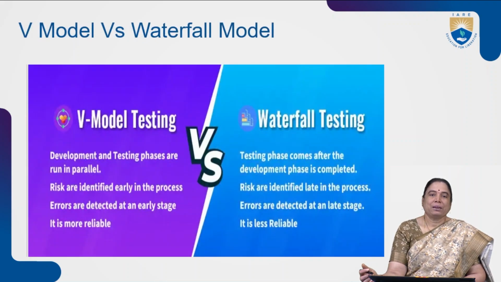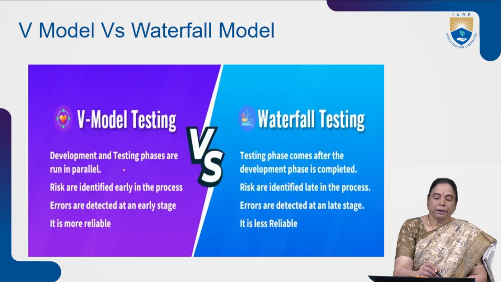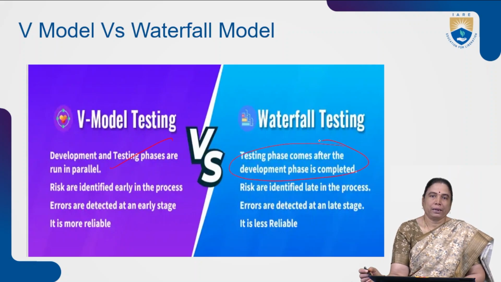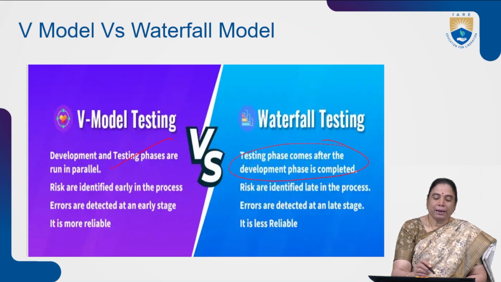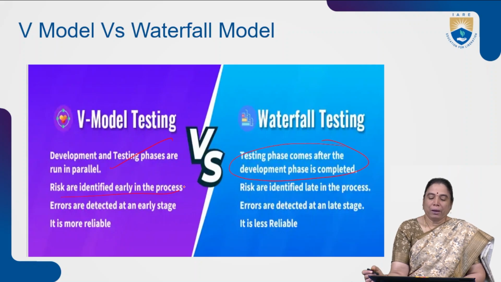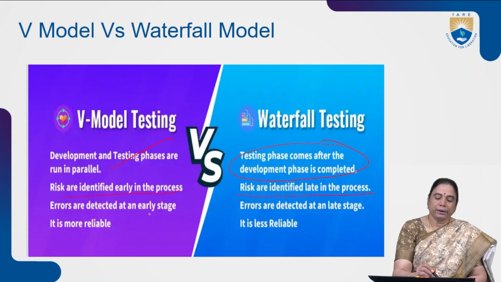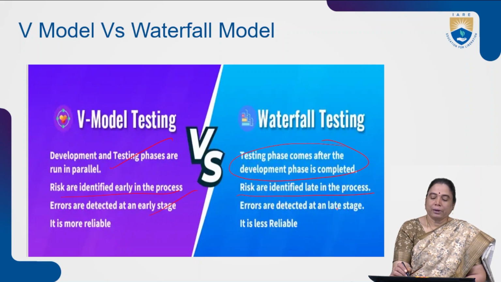So what are the basic differences between the V model and the waterfall model? In the V model, development and testing phases run in parallel. But in the waterfall model, testing comes after the development phase is completed. It is a purely sequential model. In the V model, risks are identified early in the process, but in waterfall, risks are identified late in the process. Errors are detected at an early stage in the V model, but at a late stage in the waterfall model. The V-shaped model is more reliable, but the waterfall model is less reliable.